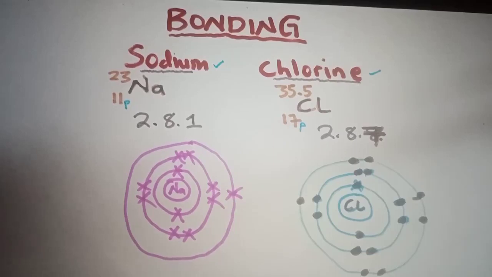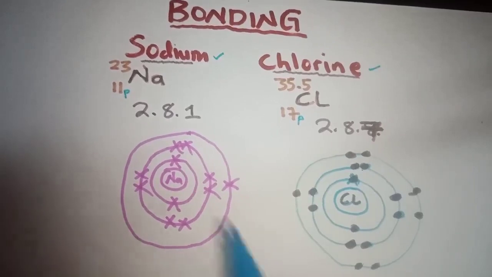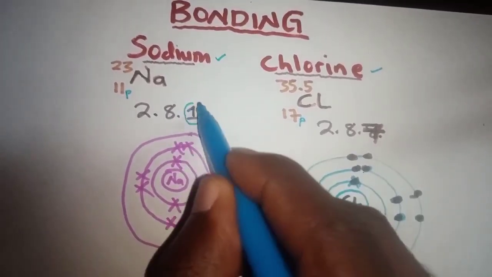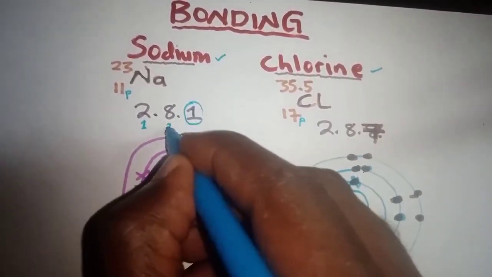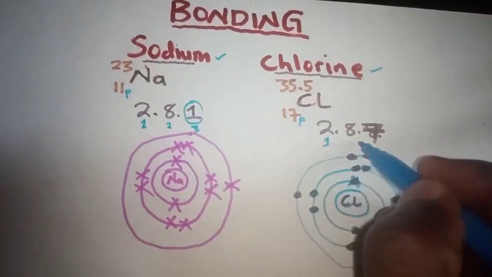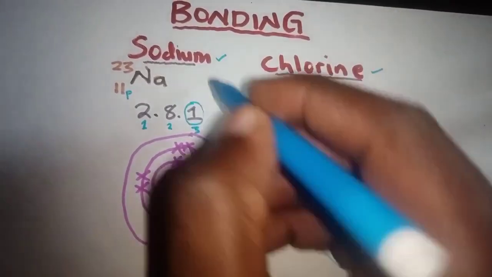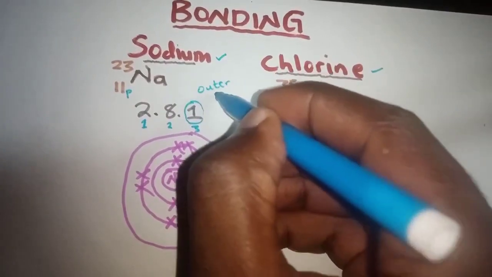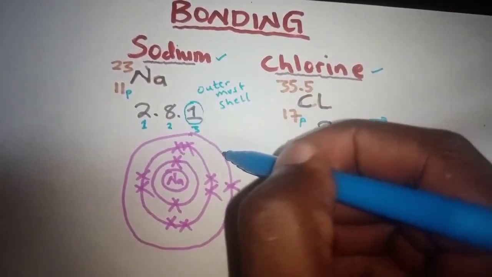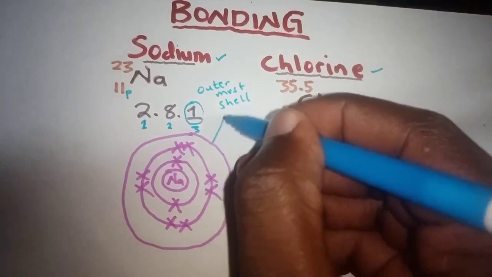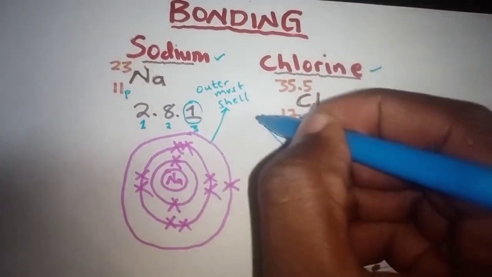Now when you look at these two atoms, we are going to look at the outermost shell. The outermost shell is the last shell. So this is shell number 1, shell number 2, shell number 3. The last shell here is called the outermost shell. This is the outermost shell, and similarly again, this is the outermost shell.